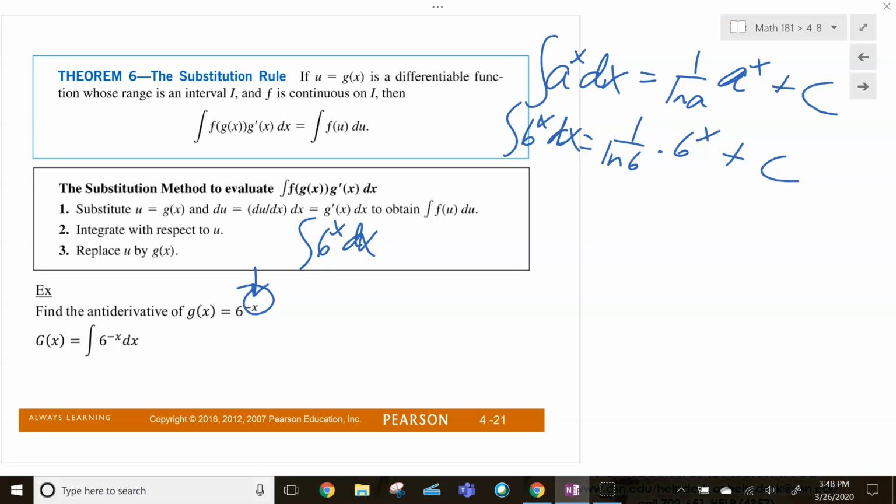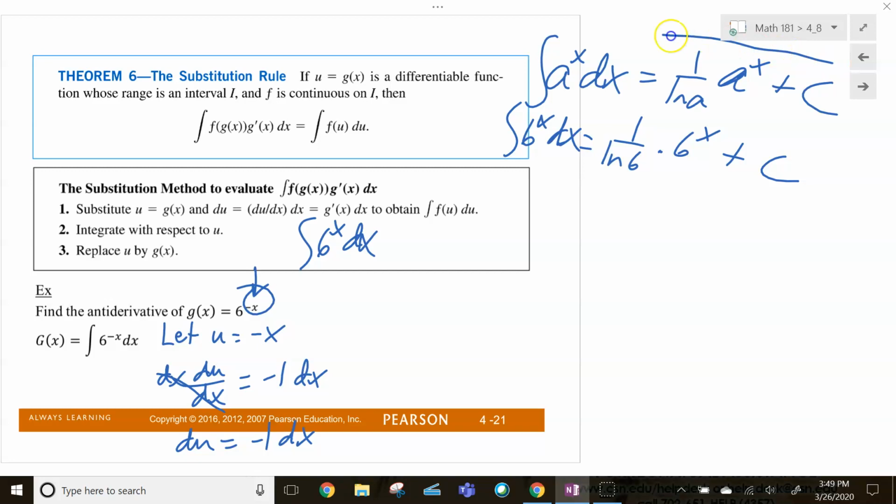It's a composite function. So what you do is you're going to let u be the g part, the inside part, that negative x. And then you're going to take its derivative. So du/dx, which we know is negative 1, but I'm going to take the dx over to the other side. So I have du is negative 1 dx. And what we're trying to do is set it up so it fits this right here.